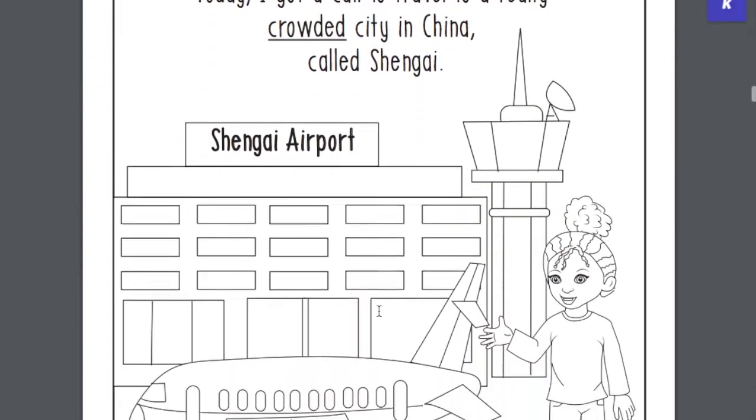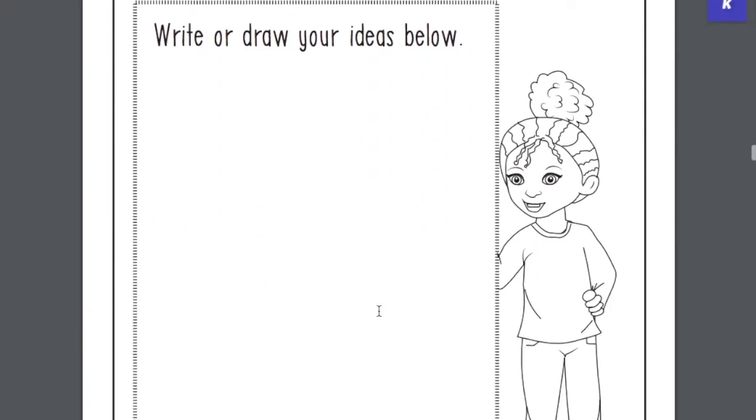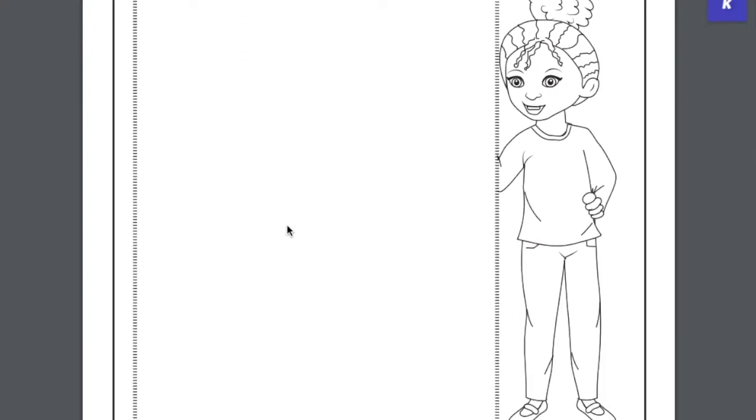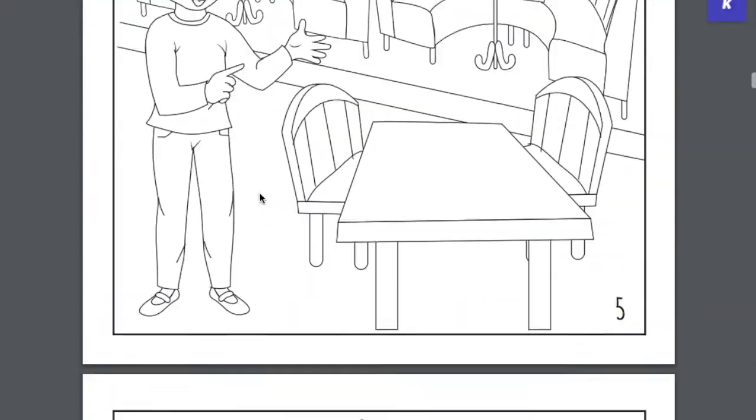Just going to scroll through quickly. Learning about some of the problems that they have to solve. And then we'll have a little bit of activities. This says, do you have any ideas how to create more space for playgrounds in the city? Write or draw your ideas below. So just a little interactive thing that they can do there. So those are the career stories.